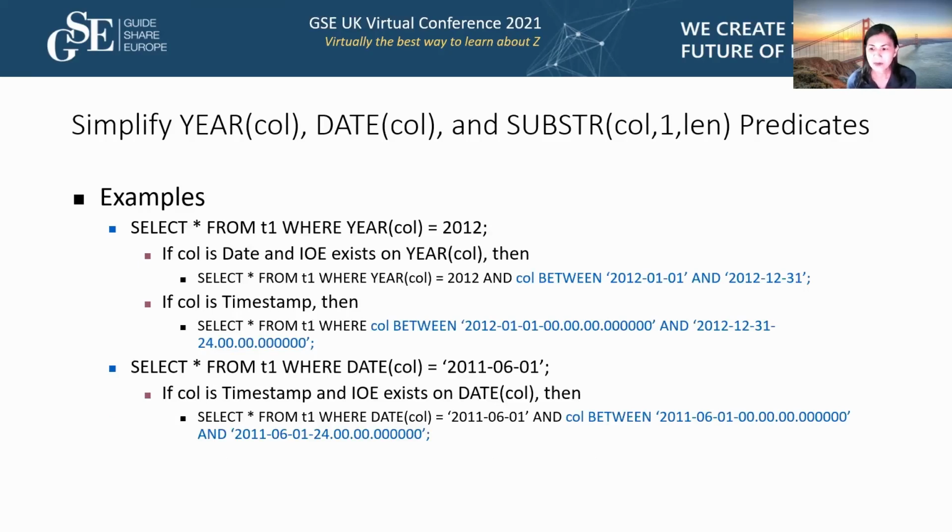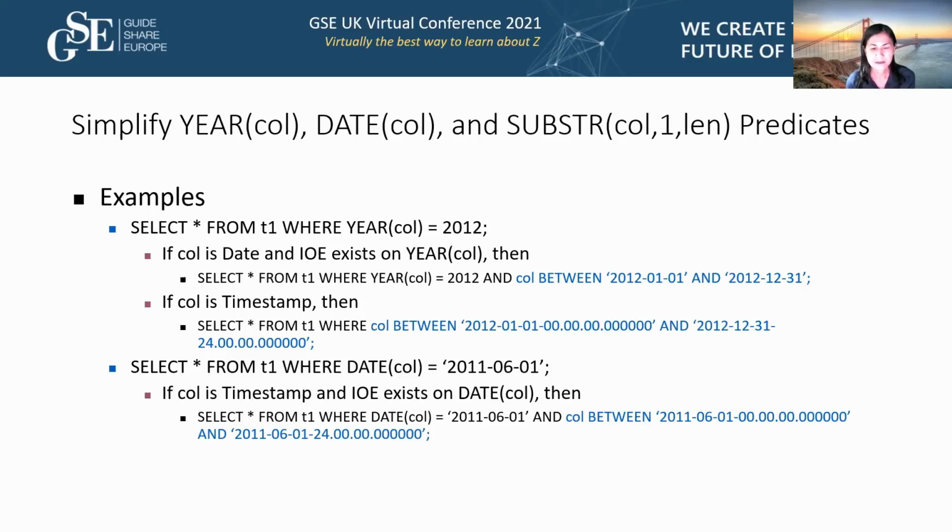Here are some examples of how Db2 transforms statements that contain predicates with the year, date, and substr built-in functions. In the first example, we have a year function on a column equal to 2012. If the column type is date, and if there is an index on expression on the year column, then Db2 generates a new predicate of between.